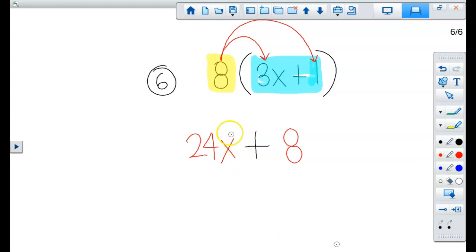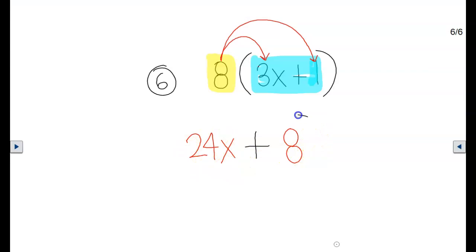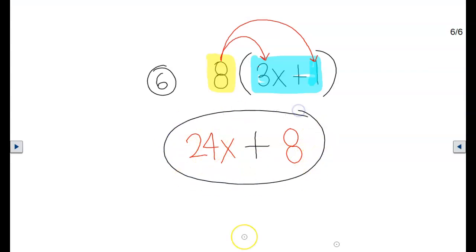Again, this would be the final answer because I don't know how much 24 times x is, so I can't add 8 to it. 24x plus 8 is where I would stop. That's as far as I can go.